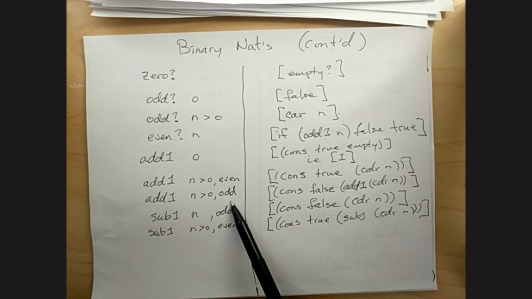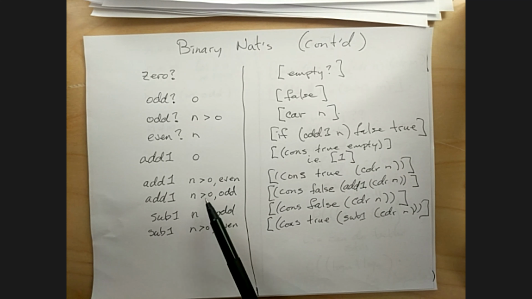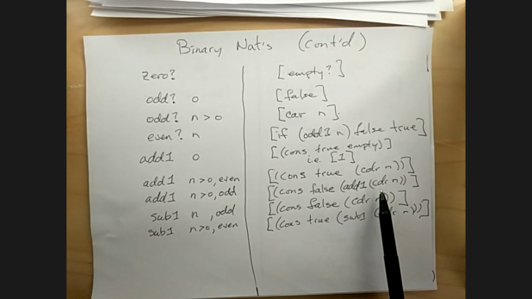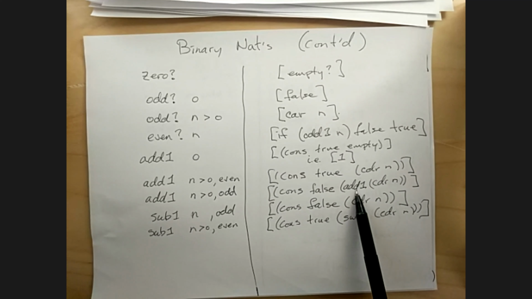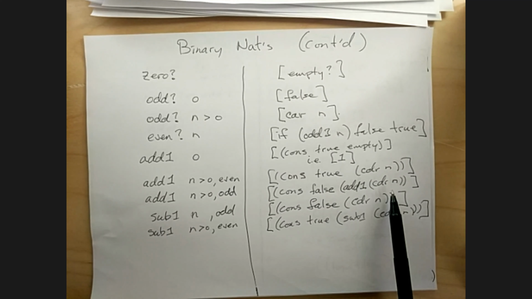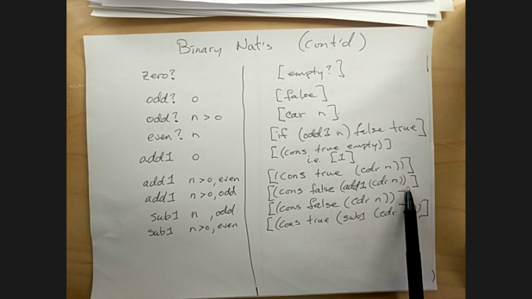What if it's odd? Well, if it's odd, I'm going to do something a little bit strange. I'm going to take the critter of the number, so I'm going to ignore the first digit. I'm going to add 1 to effectively the 2's column of this number. So this is going to, in effect, add 1 to the remaining number.